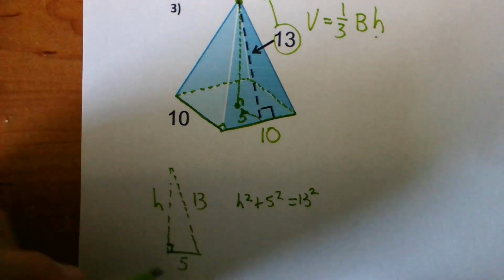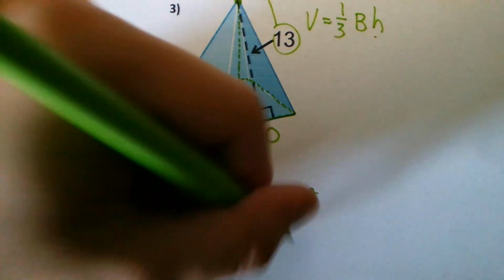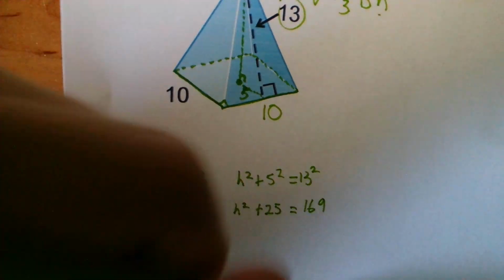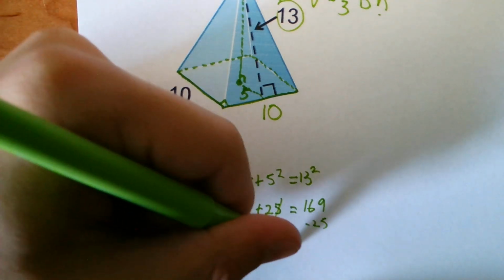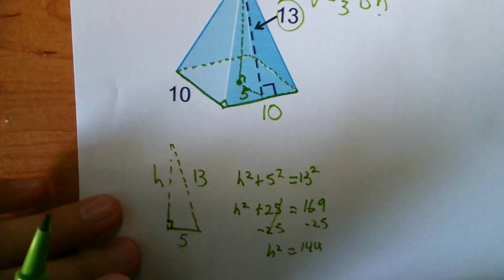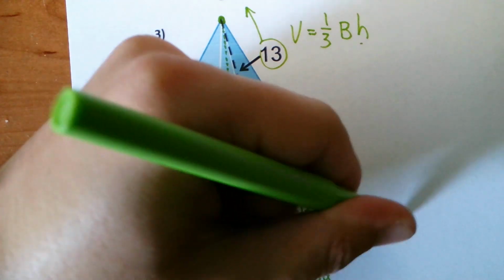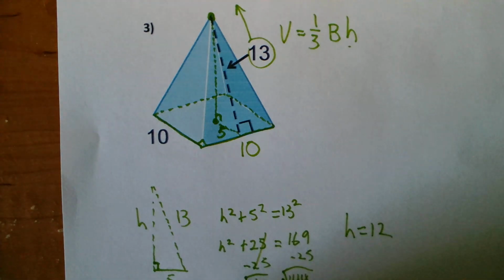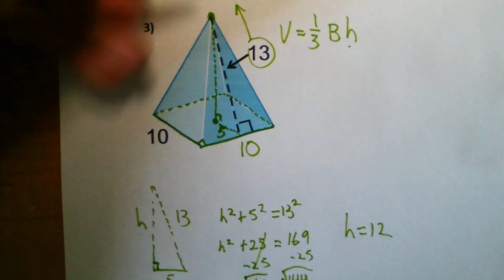So, the height squared, we don't know. 5 squared we know is 25. 13 squared we know is 169. Subtract the 25. That should leave you with 144. And what number squared equals 144? I take the square root, and that tells me that the height of the pyramid is actually 12. Okay, cool. So that gives you the measurement you need to solve for the volume.